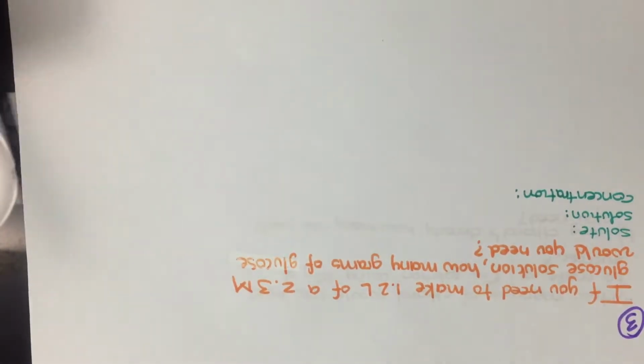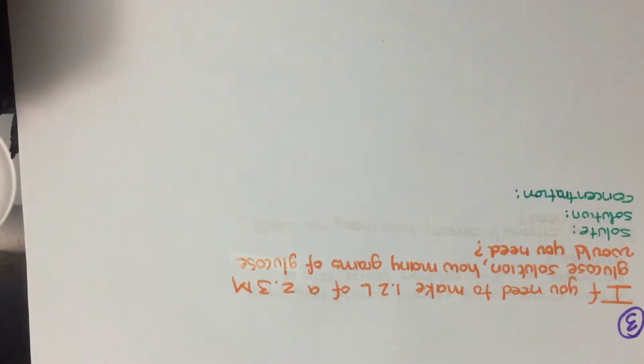Alrighty, so ready for our third example on concentrations. So number 3 now, okay? If you need to make 1.2 liters of a 2.3 molar glucose solution, how many grams of glucose would you need? Okay, so first let's extract this information, okay?